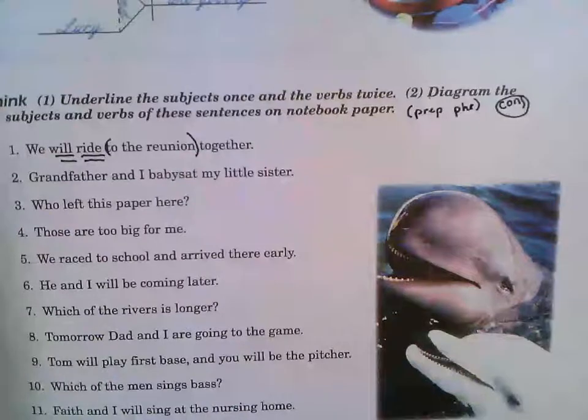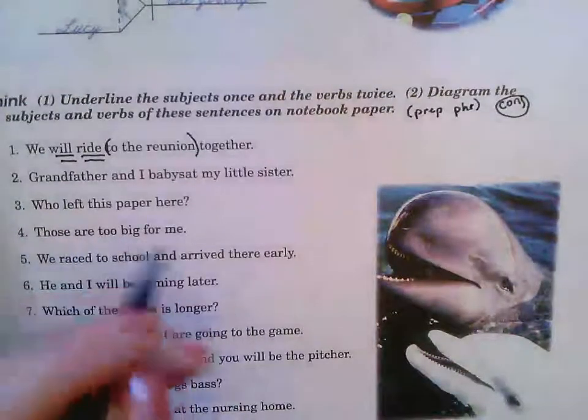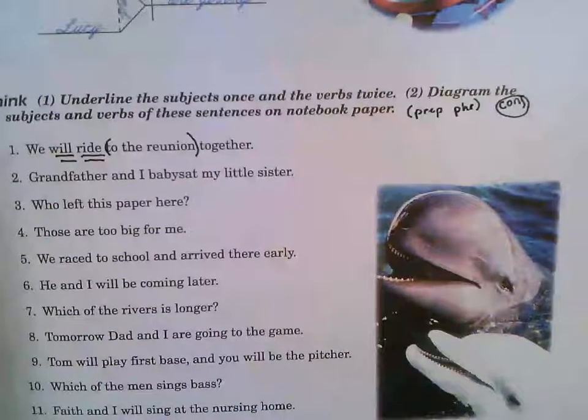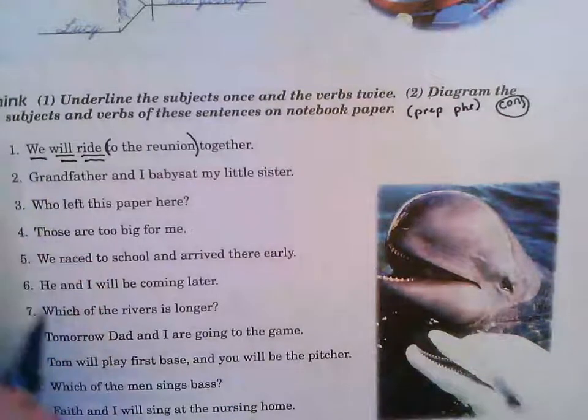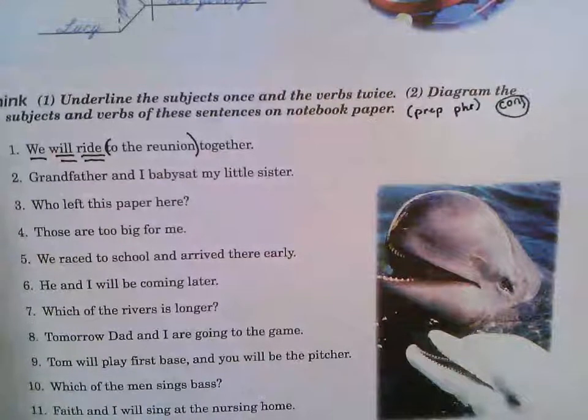Now we ask, are there any other verbs? Because there could be a compound verb. You look through it. We will ride together. No other verbs. So now to find the subject, we take that phrase, will ride, and we say who or what. Who or what will ride? We will ride. Last thing, are there any conjunctions in this sentence? Nope. No conjunctions. We're done. How'd you do?